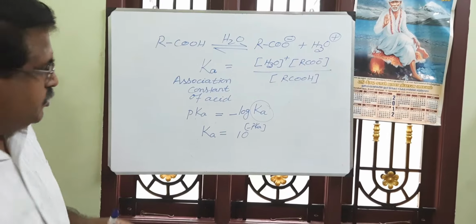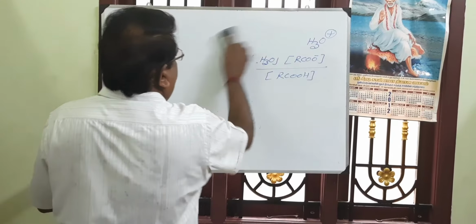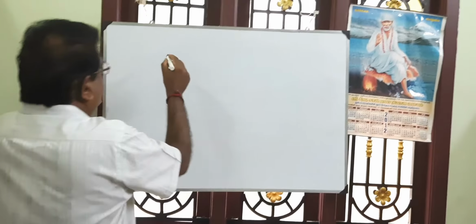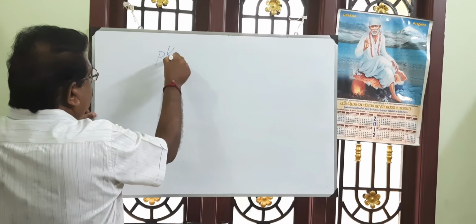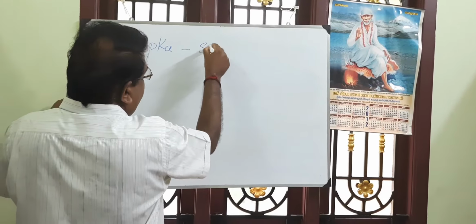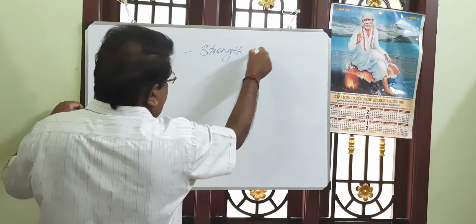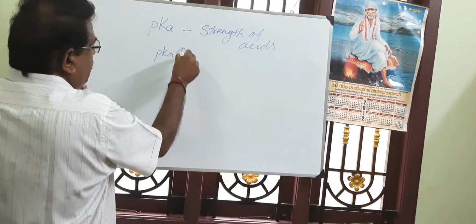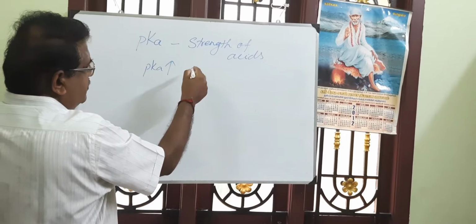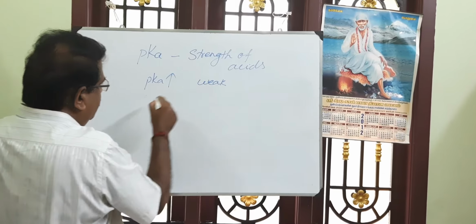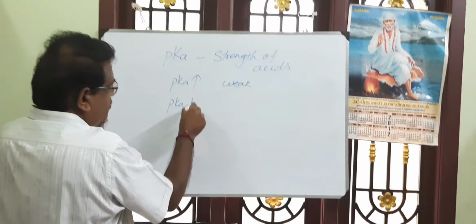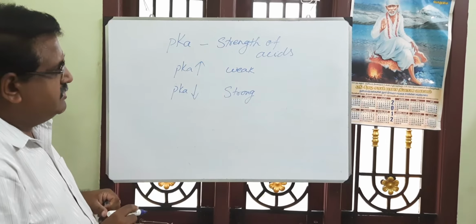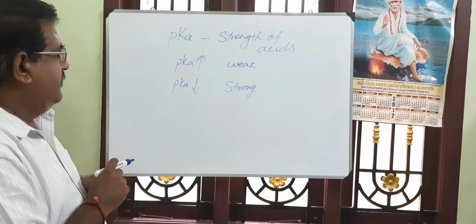Now what is the use of pKa values? The pKa values can be used to understand the strength of acids. If the pKa value is larger, then it indicates that the acid is weak. If the pKa value is small, the acid is strong. So the pKa values and the strength of acids are inversely proportional to each other.